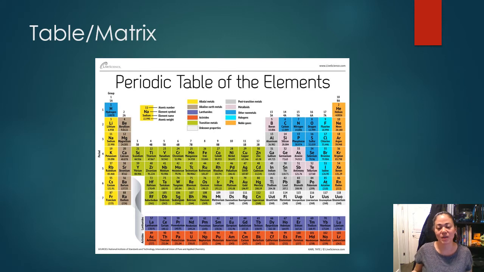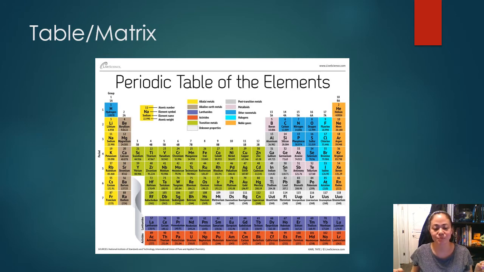The reason we call it a matrix is because we have different characteristics and categories that kind of cross each other, right? So there's this color coding going on in this particular periodic table, but we also learn, especially as we go further and further in our study of chemistry in high school and into college, that the columns of elements, all of the elements in a particular column have some shared characteristics. And then all of the elements in a particular row also have some shared characteristics.